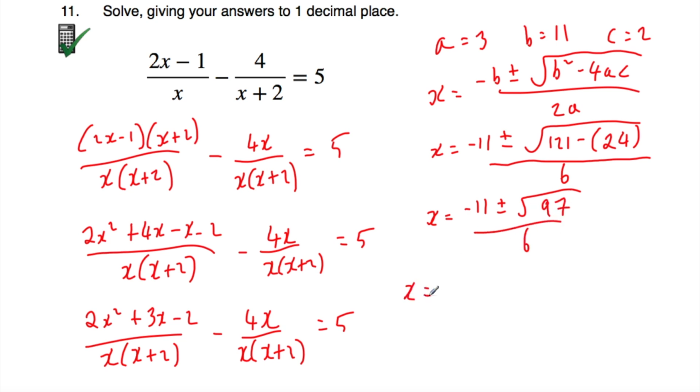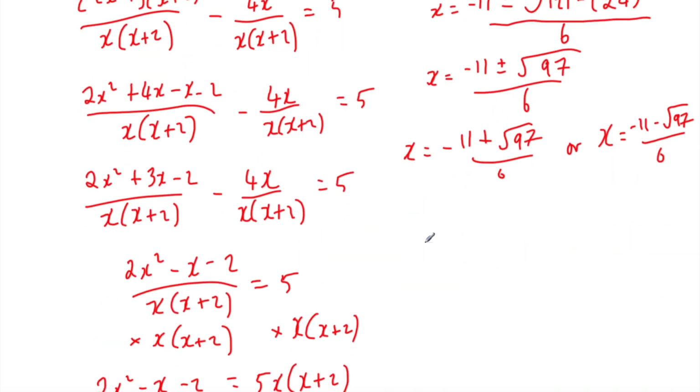So that means that x is equal to minus 11 plus the square root of 97 divided by 6, or x is equal to minus 11 minus the square root of 97 divided by 6. So let's work these out and see what we get. So x would be equal to minus 0.1918 and so on, or x is equal to minus 3.47 and so on.